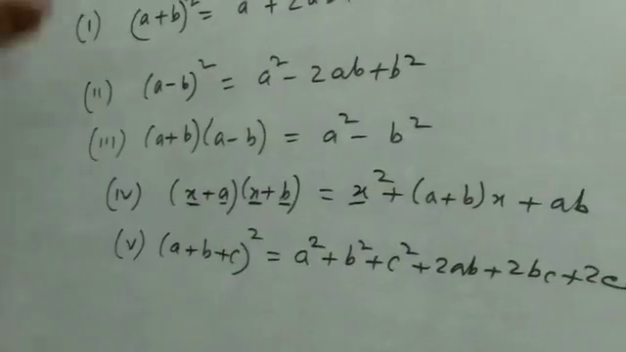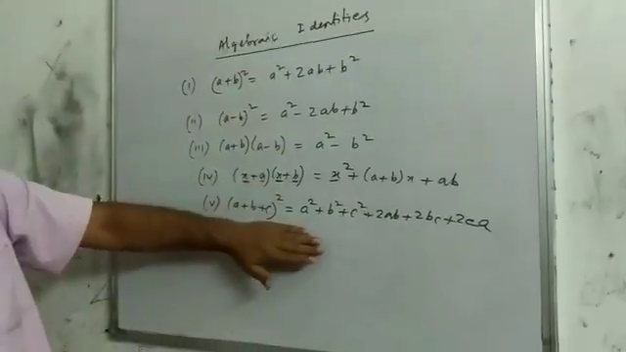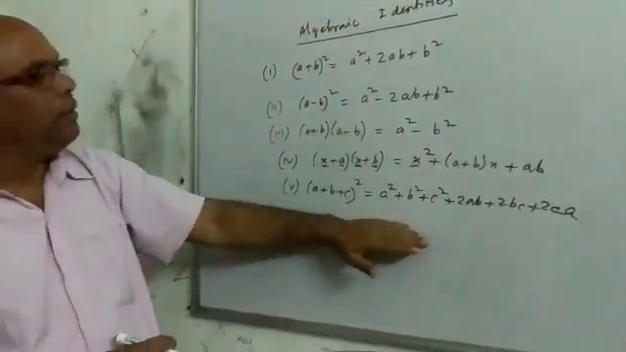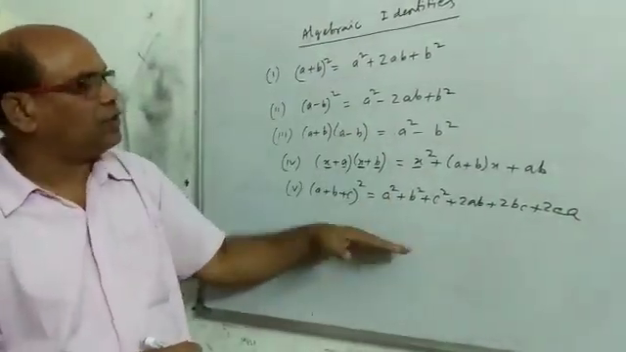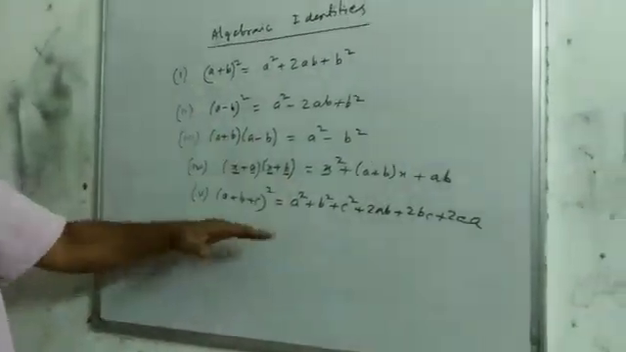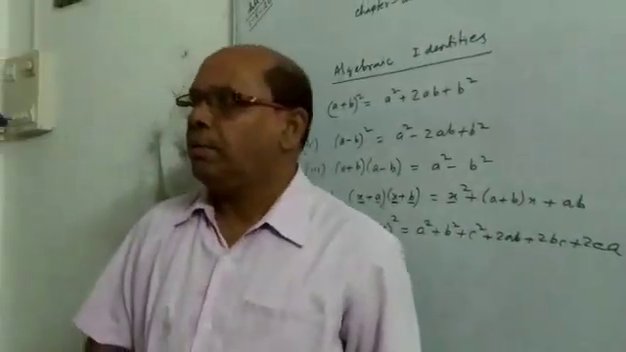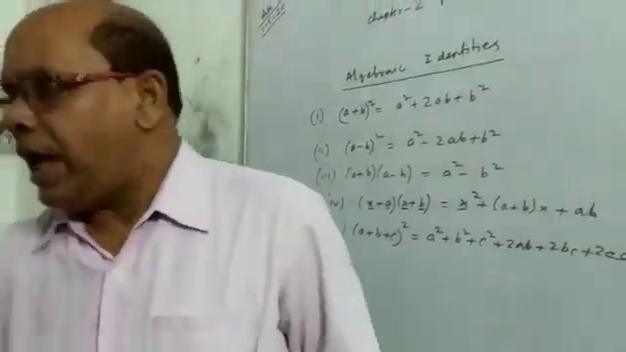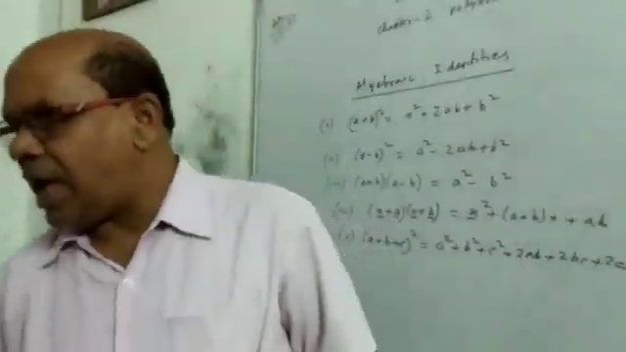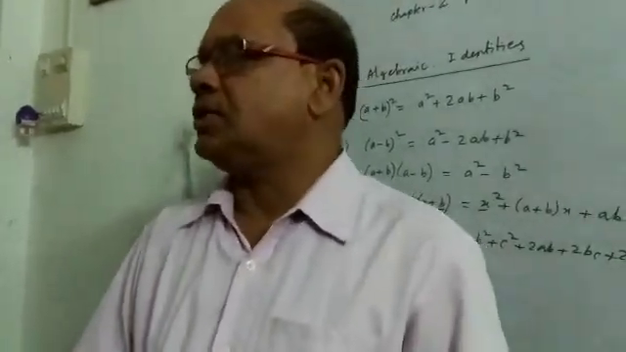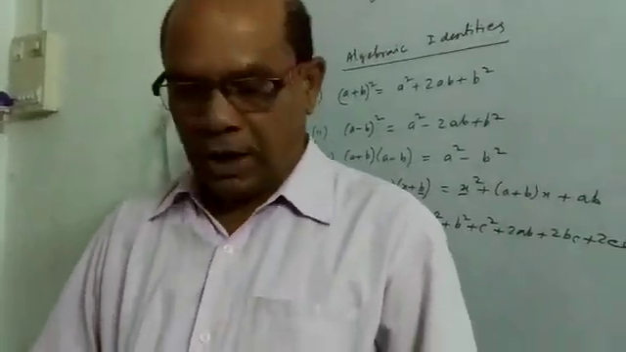So first you learn these 5 algebraic identities. You have to practice them. Then in the next class I will start exercise 2.5. So learn this. Next period, meaning next class, I will start directly with exercise 2.5. Okay. Thank you.